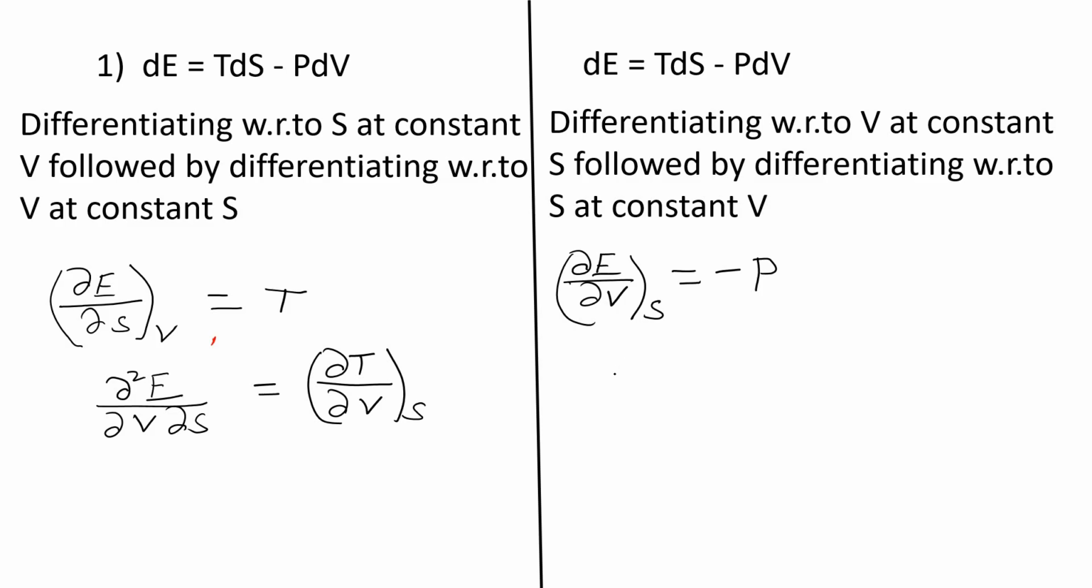Now, once again, we have to differentiate with respect to entropy at constant volume. So, it will be ∂²E/∂S∂V equal to minus ∂P/∂S at constant volume. Right?